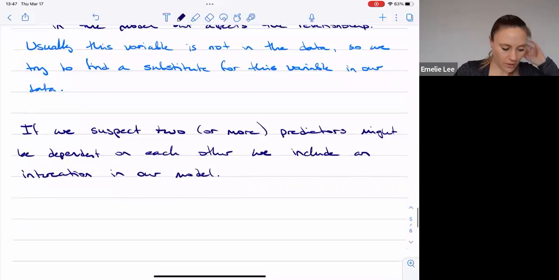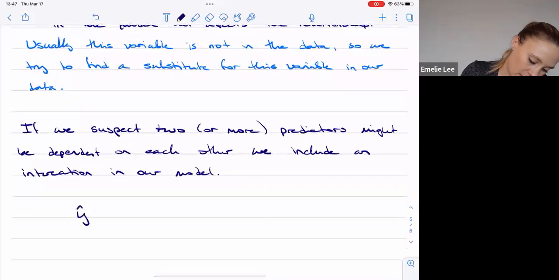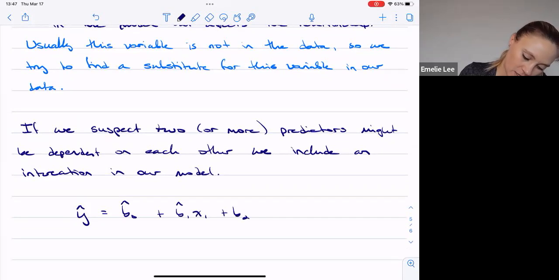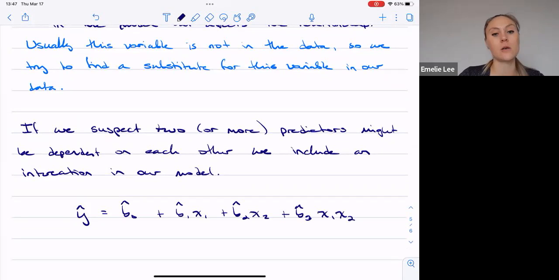Okay, and so our model becomes y hat is B0 hat, and I think we've been using hats, right, plus B1 hat x1 plus B2 hat x2 plus B3 hat x1 x2. Okay, so notice how they each have a coefficient, but also this is the interaction effect.